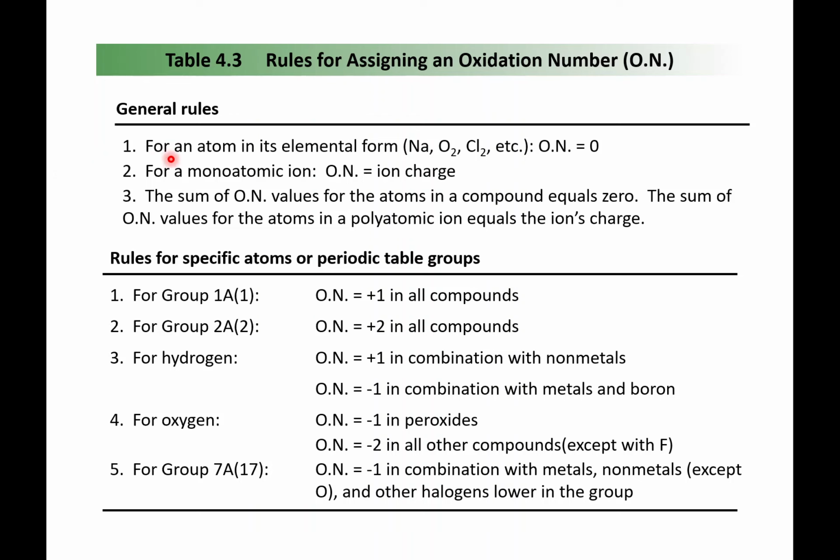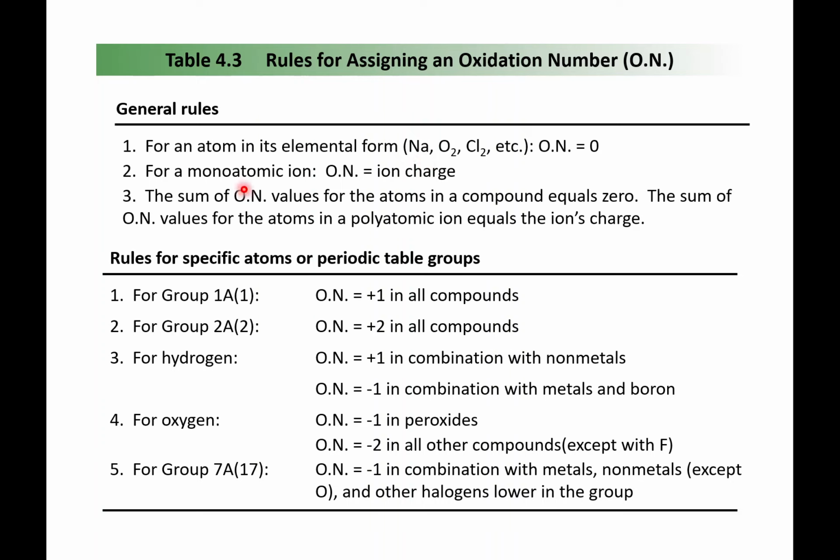Okay, so general rules, and these are the ones that you're going to use first when assigning oxidation numbers. For an atom in its elemental form, and that's something like, for metals, just their solid state, oxygen, chlorine, hydrogen, those are in their elemental form, the O2, Cl2, H2, the oxidation number is going to be 0. Some of those elemental forms are pretty obvious. Others, you might have to just get some practice with these questions.